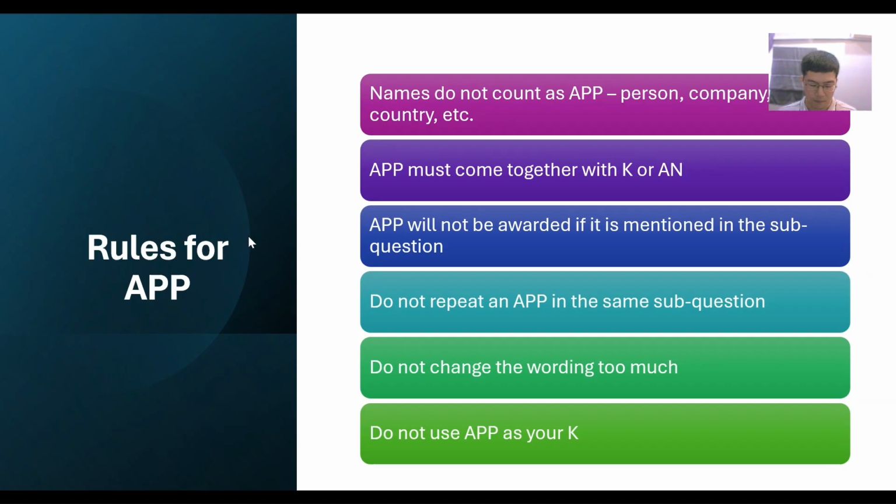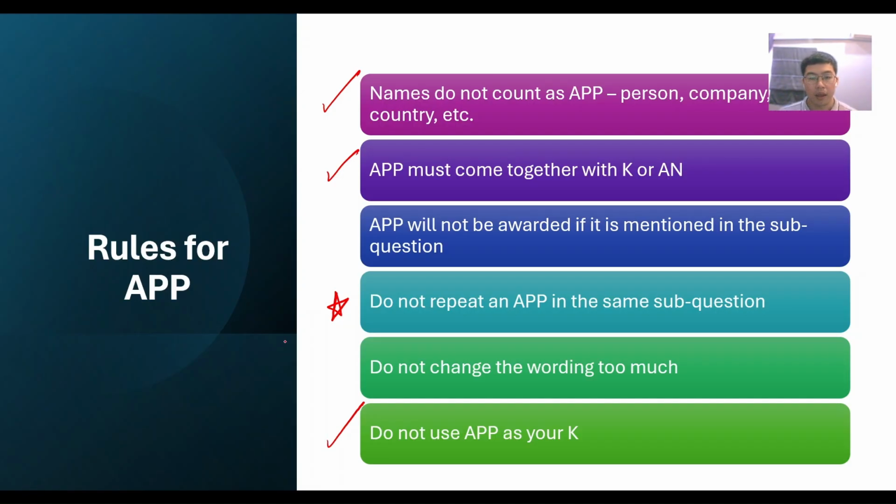So let's start here. There are a couple of rules I need you to remember. Number one, names do not count. Copying down the names of a person like John, the company like ATZ, or country like country X. These are not applications. That will be too simple, right? And application must come together with another point. It can be knowledge, analysis, or evaluation. Of course, we do not repeat. Same for knowledge, same for analysis. Examiners do not award repetition.